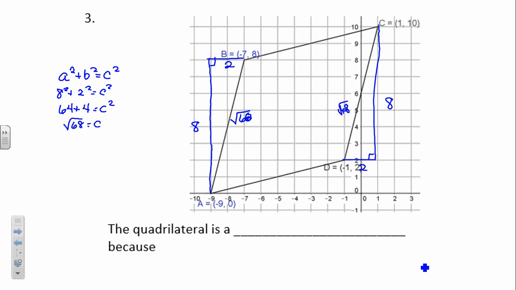All right, so we showed the opposite sides are both square root of 68, right? Very good. Up 2 and over 8. Good. Well, all the sides are equal, right? So it could be a square. Does it have right angles? No. So what does it have to be? So it has to be a rhombus. Yep, 4 congruent sides.